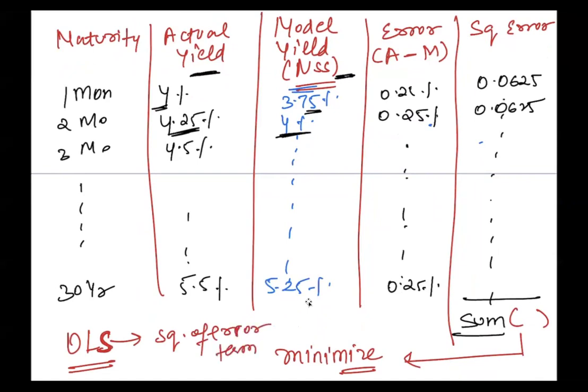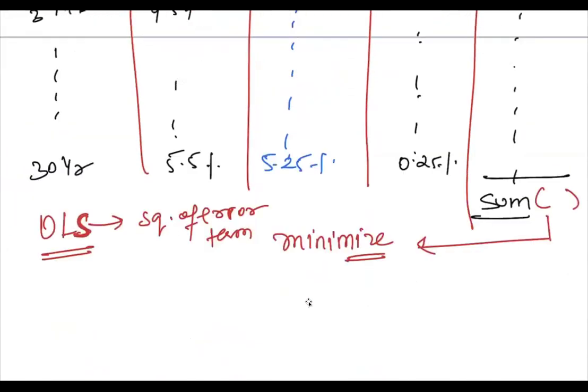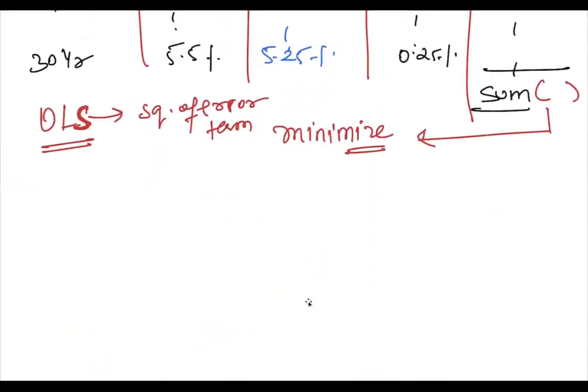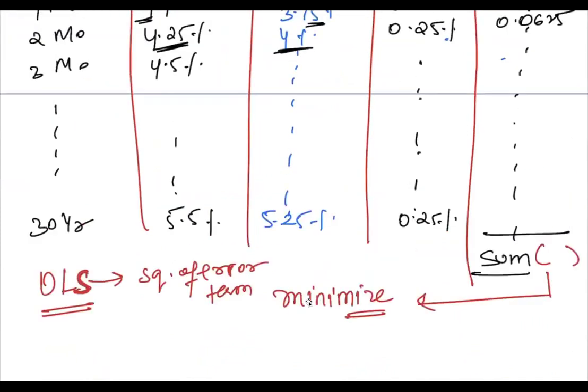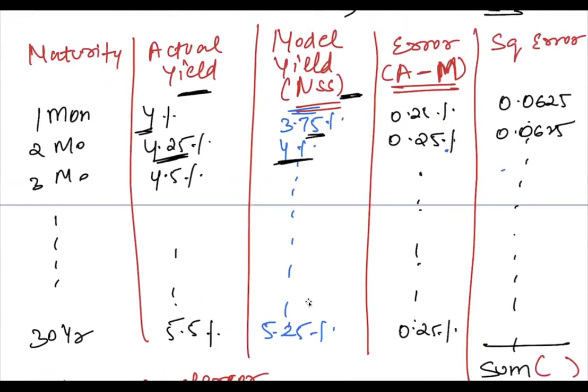What is the error? Error is nothing but actual value minus the modeled value. How do you calculate the modeled value? Using the Nelson-Siegel-Svensson method. And then we are trying to minimize this sum of square. So you might be thinking, how can we minimize it? If you all remember what we are trying to minimize, the sum of square error, just think, how can we minimize this error?